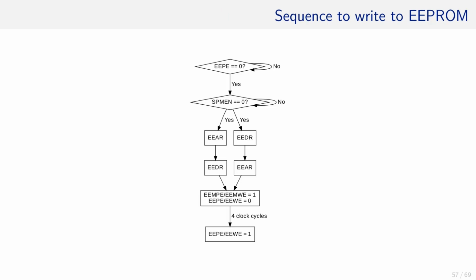To write a byte to the EEPROM, the following sequence is to be followed to ensure success. First, the software developer has to ensure that there is no write going on currently, and in a second step, no write to the flash is executed at the same time. Then the address and the data are loaded in any sequence.